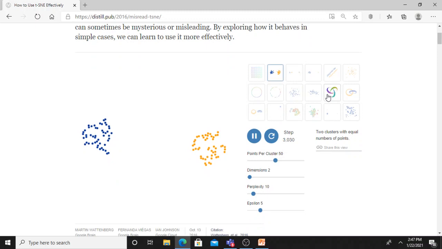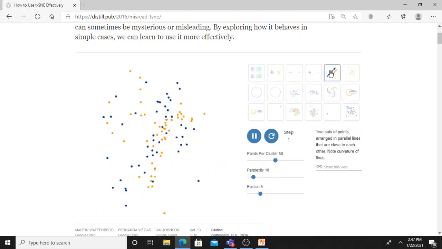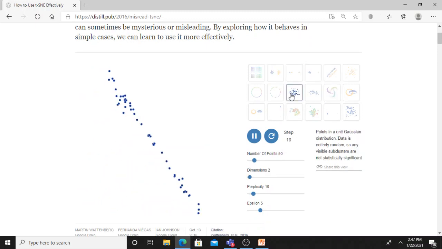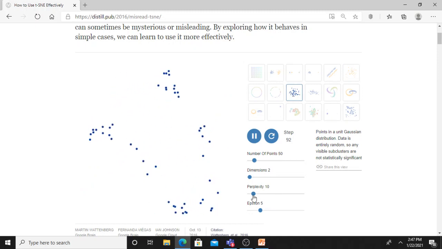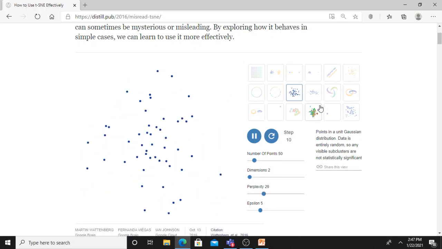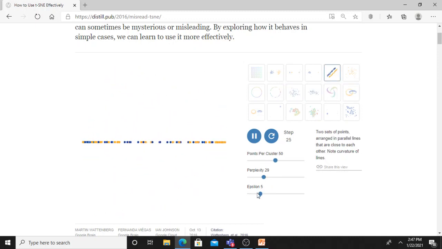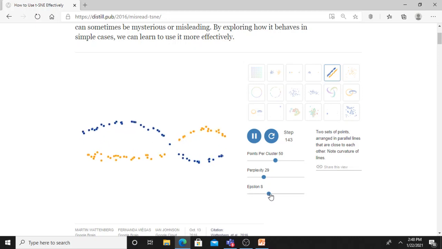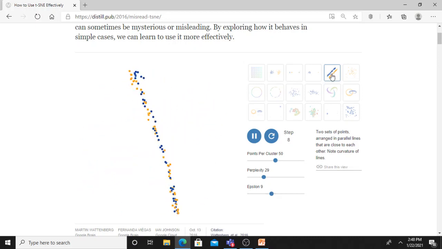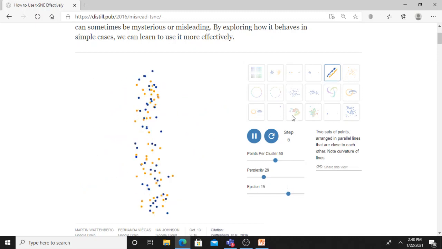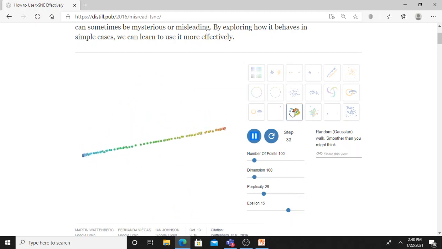You have a beautiful data set, two parallel lines data set. Even you have different data sets, and change your perplexity value. If you change the perplexity value, see how the output is displayed, and change your epsilon value. If you change the epsilon value, just observe what's happening. If you increase epsilon, just play around with it.